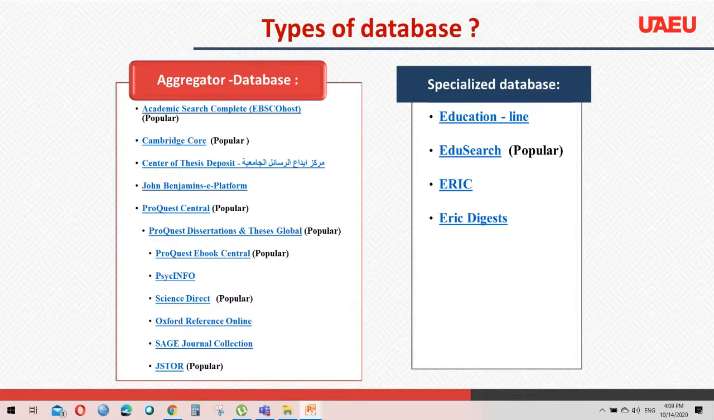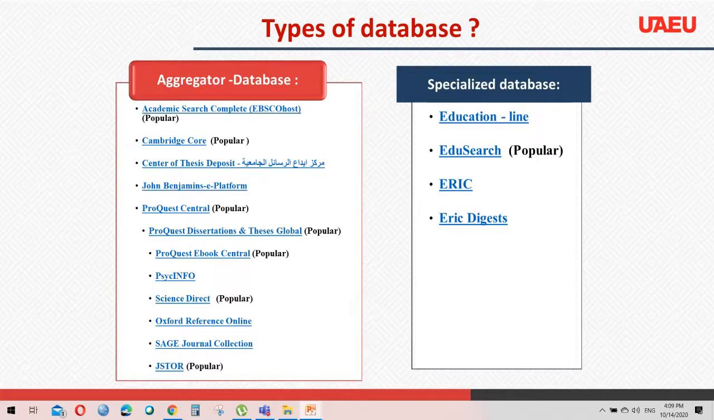Databases are classified into two different groups. One is called aggregators, or comprehensive databases, which support and provide scholarly resources for different disciplines, different majors. And some are specialized for some fields or disciplines. Today we will focus on the education databases and also the aggregator or comprehensive databases. So you can see here examples for both of them.